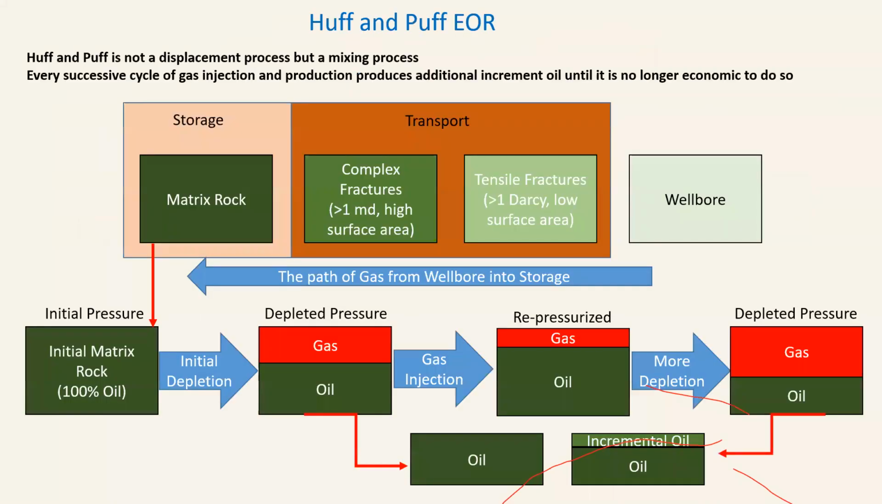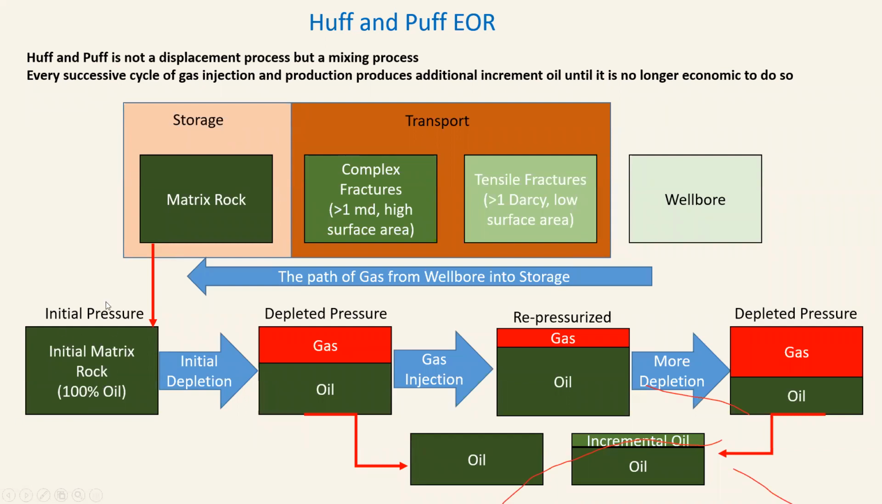All right, let's talk about EOR. So Huff and Puff EOR is the main EOR methodology we use in the United States unconventional plays. And we do this because displacement mechanisms don't work in unconventional plays, and I don't think they'll work in tight oil either. So the way Huff and Puff works is we inject gas into the wellbore. The gas travels through our tensile failures and our complex failures, and that's how it gets into the matrix rock.